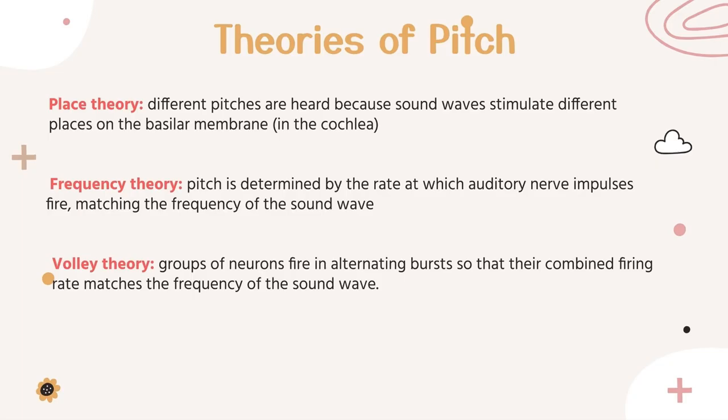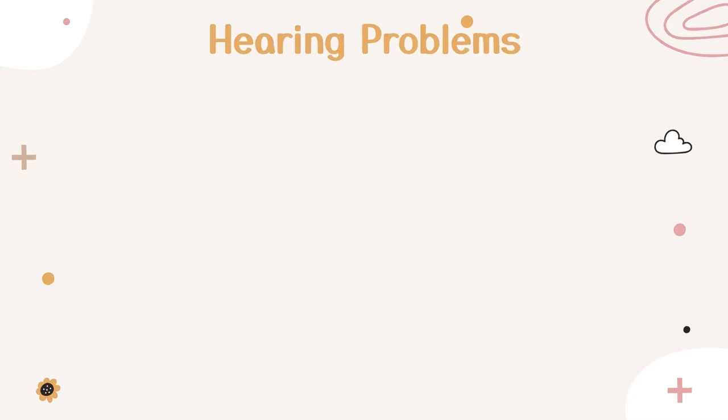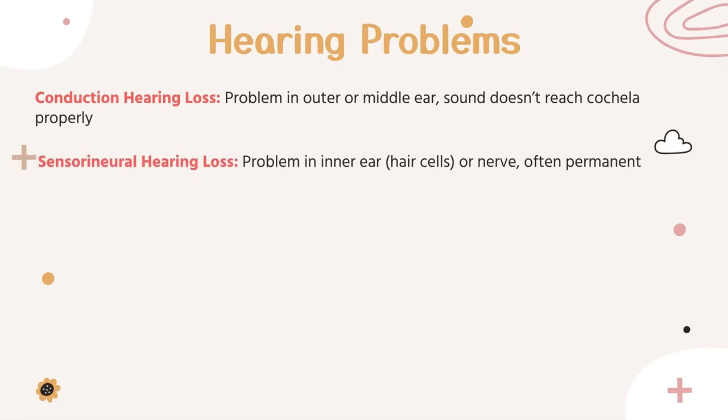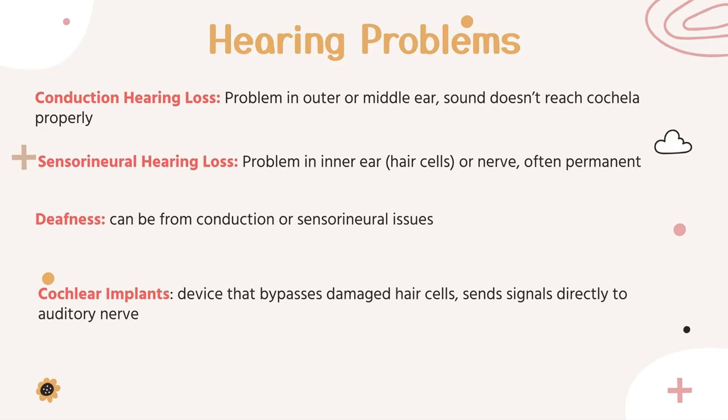Hearing problems. Conduction hearing loss is a problem in the outer or middle ear, so sound doesn't really reach the cochlea properly. Sensorineural hearing loss is a problem in the inner ear, the hair cells or nerve, which is often permanent. Deafness can be from conduction or sensorineural issues. Cochlear implants, which are like hearing aids, are a device that bypasses damaged hair cells and sends signals directly to the auditory nerve.